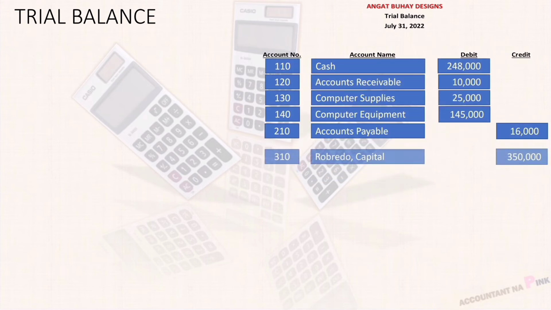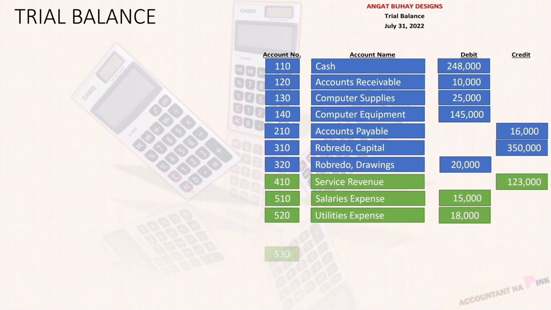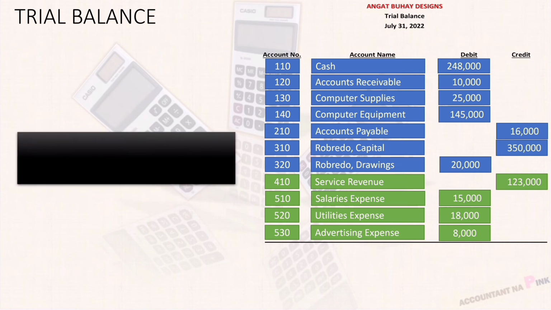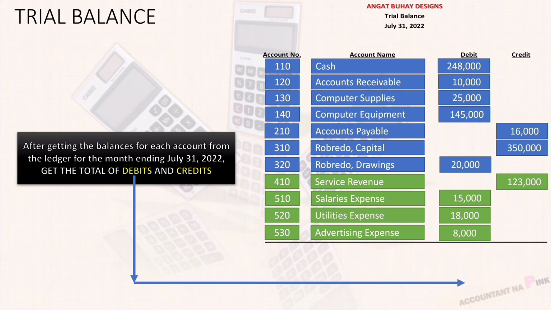Okay. Next slide is the summary, or getting the totals of the debit and credit columns for all of the account balances from the ledger. So this just simply means you just add all the accounts with the same debit balances. You just add or sum those up. Same goes with the credit side, you just add.